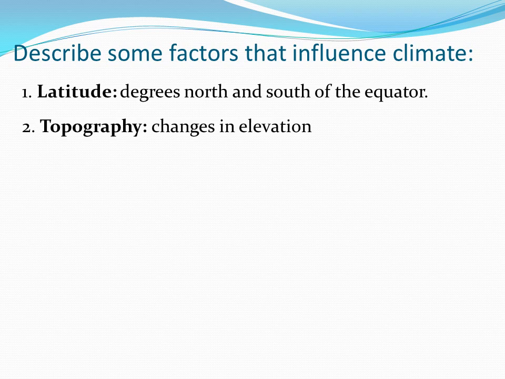Topography just means changes in elevation. Just like when we drive up to Flagstaff, it gets a heck of a lot cooler. That's because the higher you get, the cooler it is. In addition to that, very high areas can actually create their own weather, and you can have a very different climate on one side of the mountain versus the other.